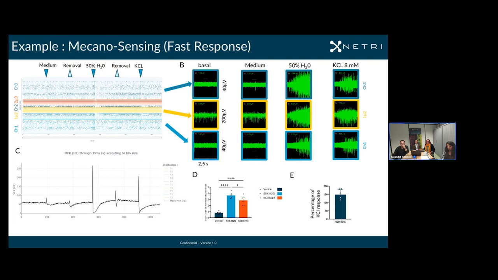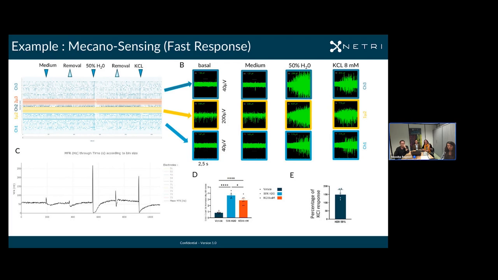If I go a little bit more into how it looks like in real, on the top left you have one of the raster plots that Serge mentioned before, and compartmentalized. Here you have a color code with channel 1, channel 2, and channel 3 in shades of blue, and the microchannels, the electrodes that are picking up the axonal activity, are either in yellow and red.